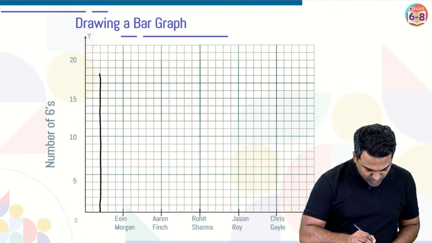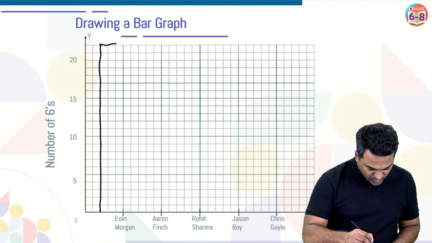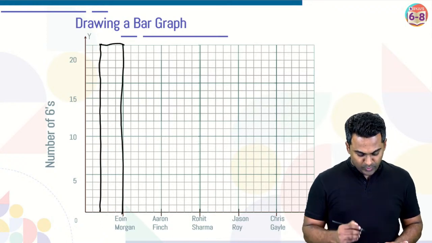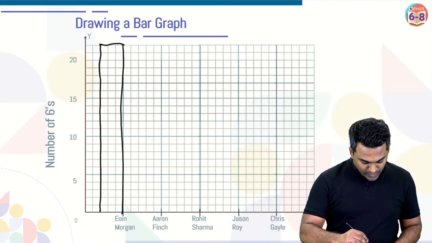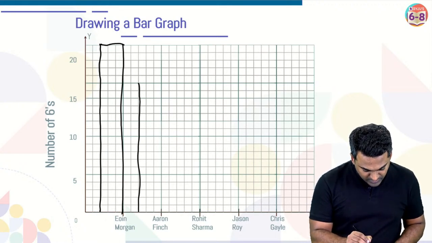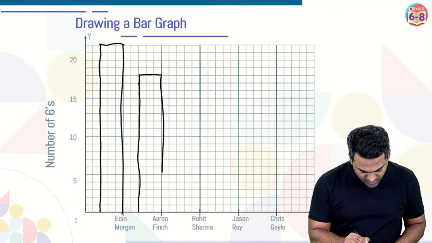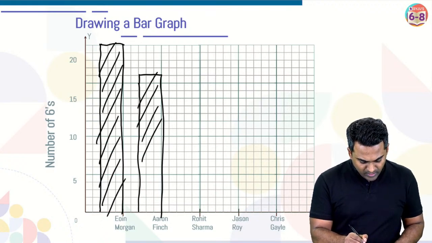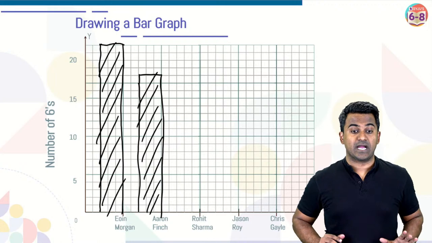Yeah. So this was 22, right? So I'll pick 1, 2, 3, and then this is it. So this is going to be that. Aaron Finch is also going to be the same. Make sure the separation between them is the same. Yeah. So this has got to lie on 16, 17, 18. Yeah. So this is how you can go ahead and come up with your bars. You will need a graph paper to draw these kind of bars.